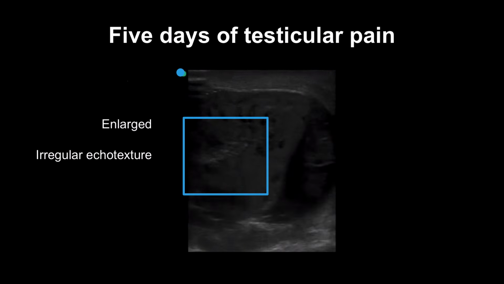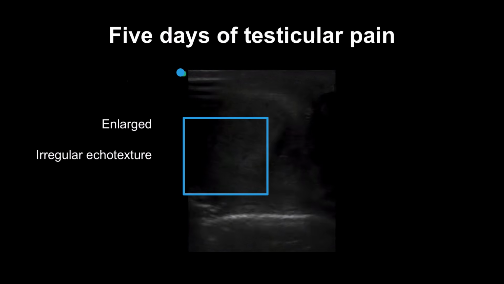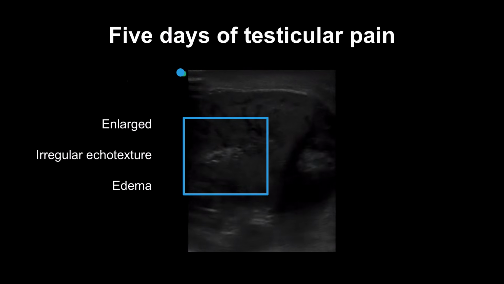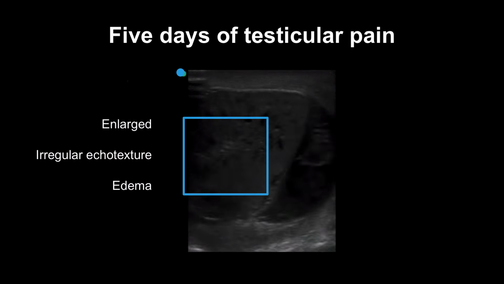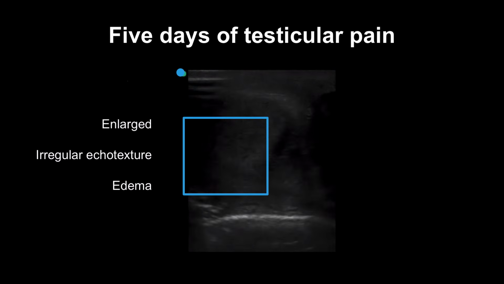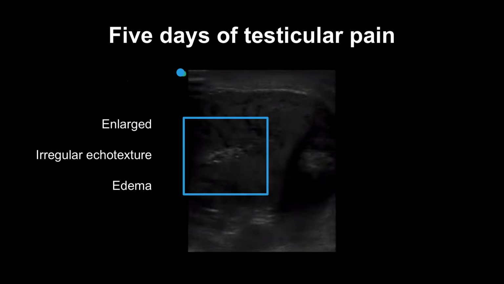Typically, the testicle appears uniform in its echo texture. We can also see that there's some edema surrounding the testicle. In fact, this testicle has infarcted from a prolonged loss of blood flow.